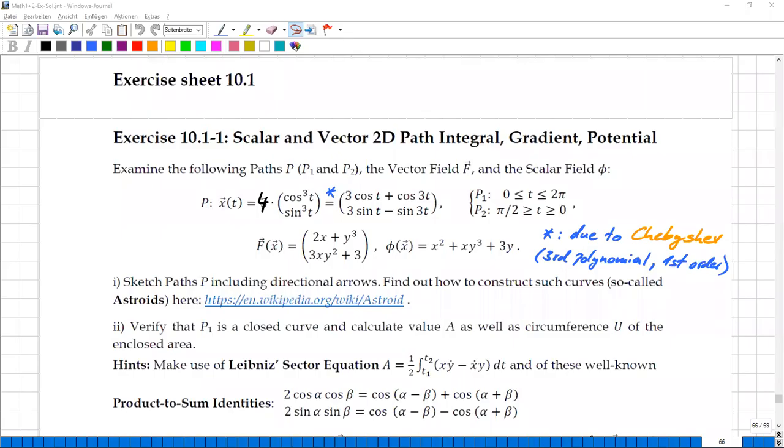So welcome again. Let's just proceed with our next larger topic inside exercise sheet 10.1. Everything here is about path integrals. So path integrals are still another special kind of integrals, you could say of a multi-dimensional sort.